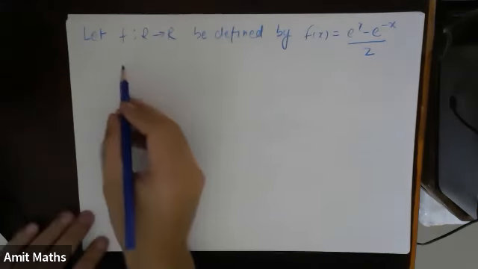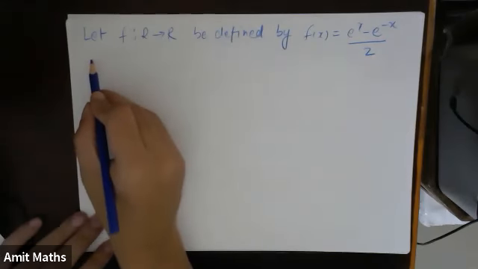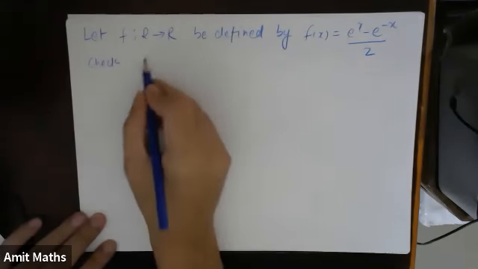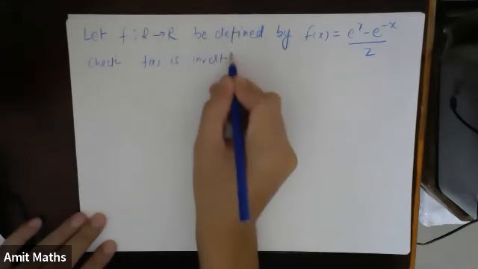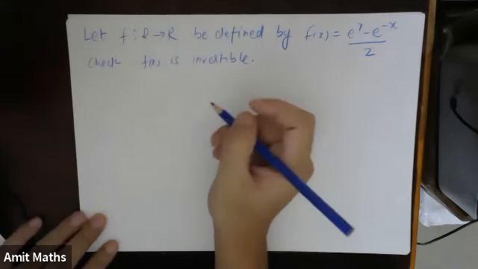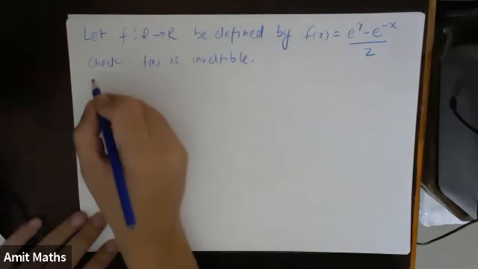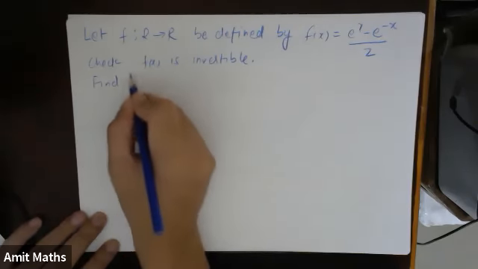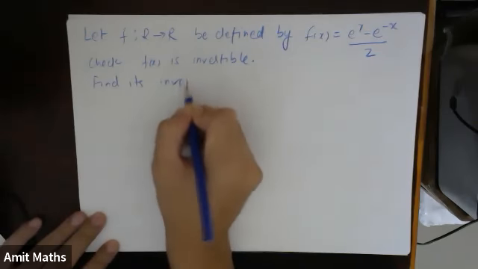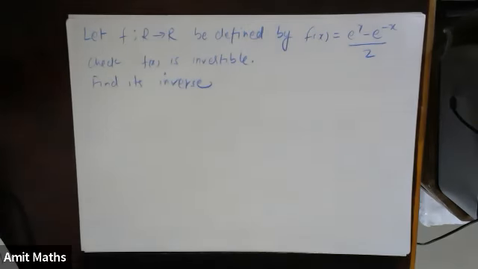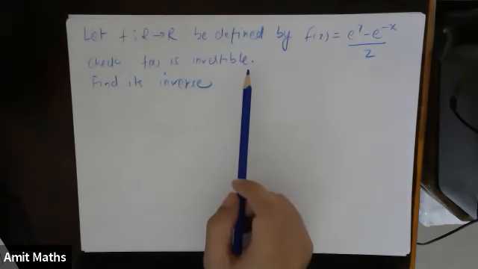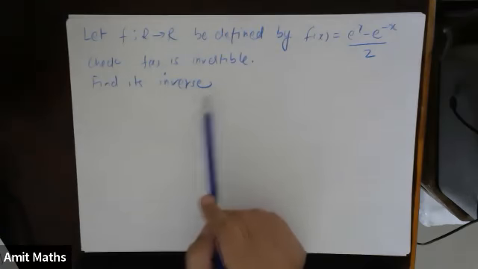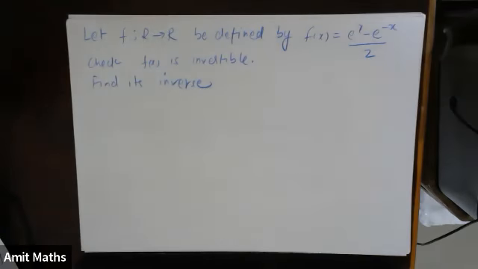So you have to check whether fx is invertible or not. If it is invertible, then find its inverse. So what you have to do? You have to check whether fx is invertible. If it is invertible, then we find the inverse of x. Okay. Solve this question. I'll give you some time.